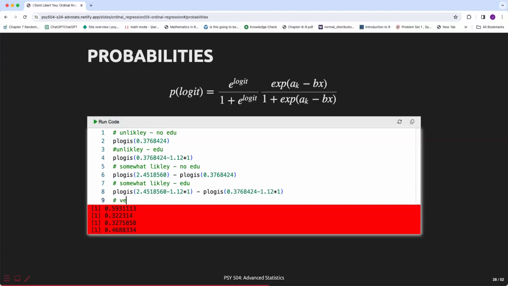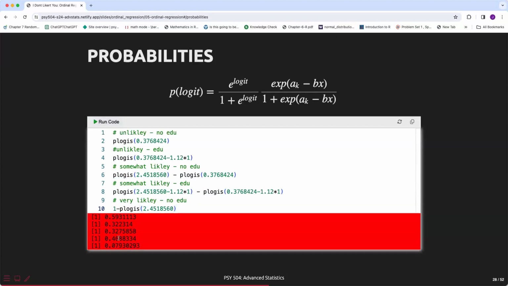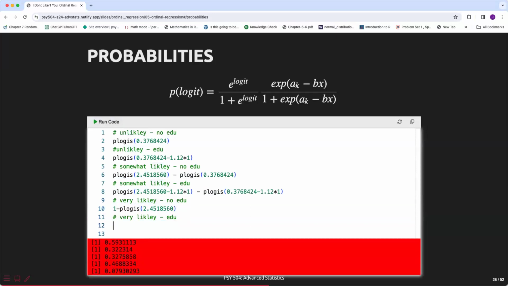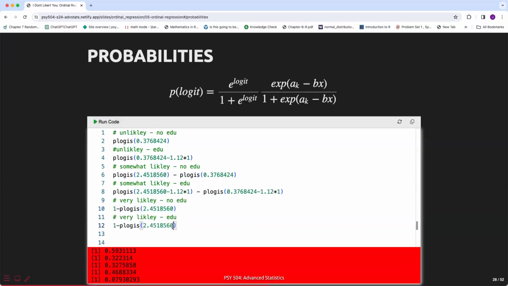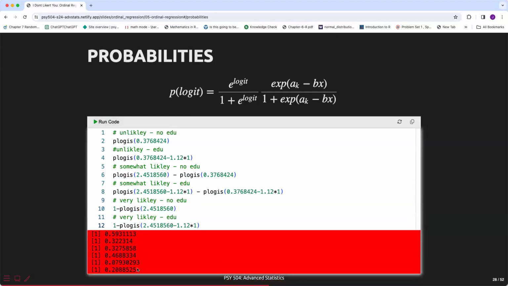And now we have very likely. The last category for a cumulative probability is always going to be 1. So to get the no education very likely probability, we just take 1 minus the second cut point. This gives us the predicted probability, if you don't have a parent that's educated, to respond very likely to apply, and we get about 0.08. Then if we wanted the very likely educated, we just have to add in the slope value, and this will give us 0.21.